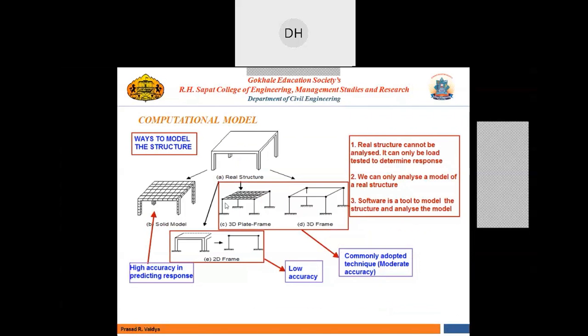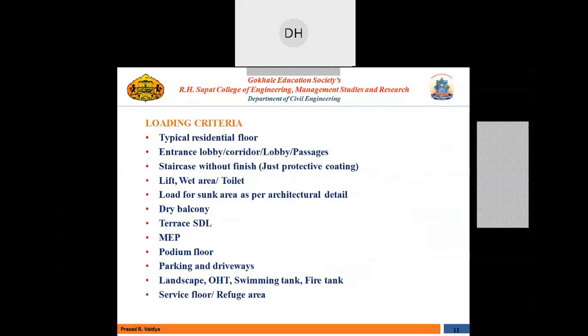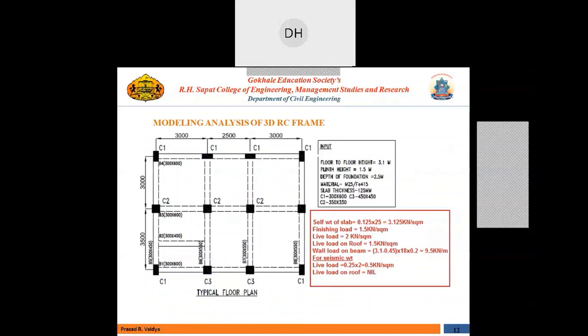Then we have seen computational modeling, how a computational model can be generated using any software, maybe STAAD.Pro or maybe ETABS. And which types of model are more accurate, like solid model, plate frame model, or 3D bare frame model, right? Then we have seen the basic classification of the analysis and then the loading criteria. So these are all the loads which are coming on the structure. Maybe some loads are included in dead load, some loads are included in live load. And then using these loads, you need to calculate the lateral load, that is the seismic load. Okay, fine. Now we'll go to the actual modeling.